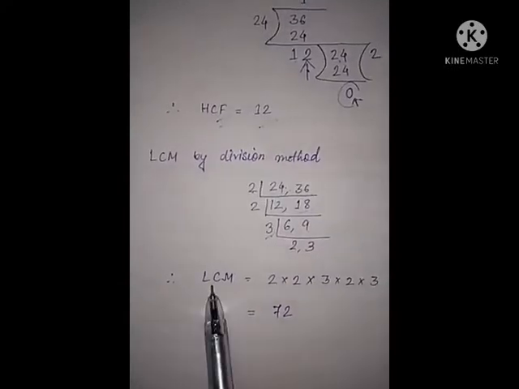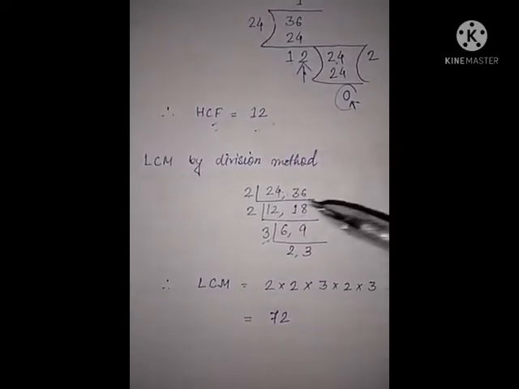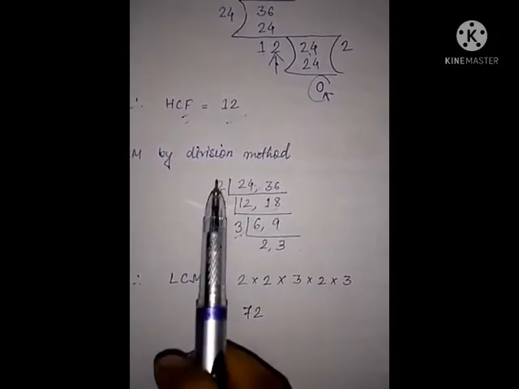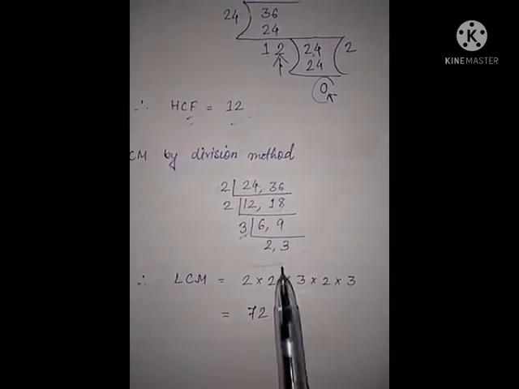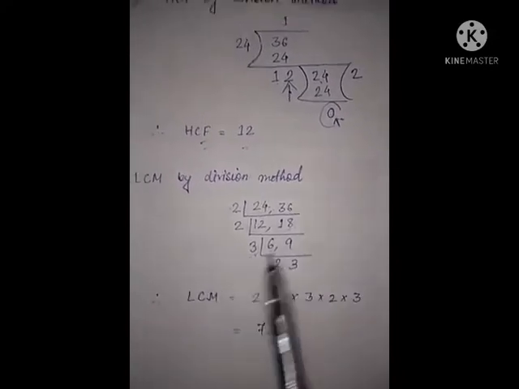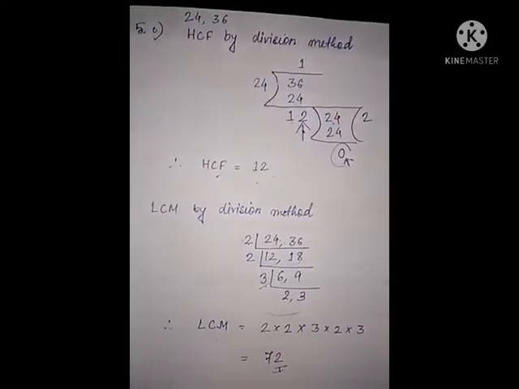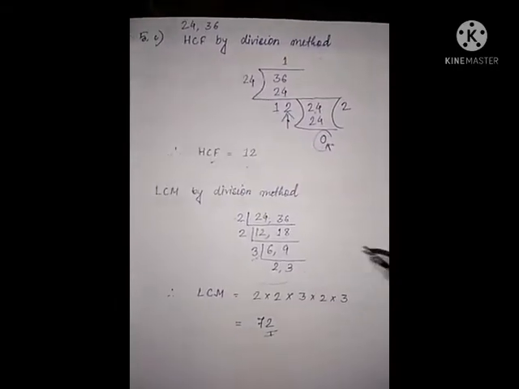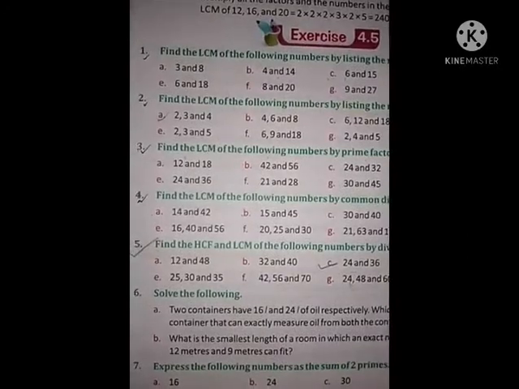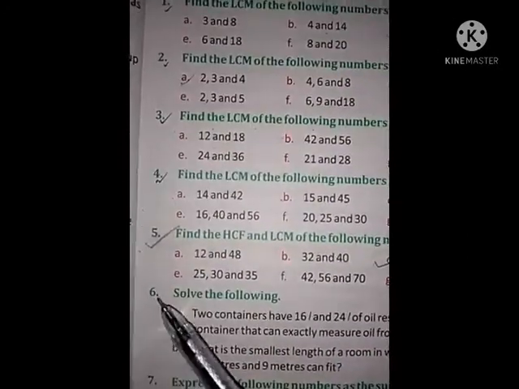Now to find the LCM, we have to multiply all the prime factors, okay? So after multiplying all these prime factors, we have got 72. So 72 is the LCM of 24 and 36. Understand? So like this, try to do the other questions, okay? Now see question number 6.